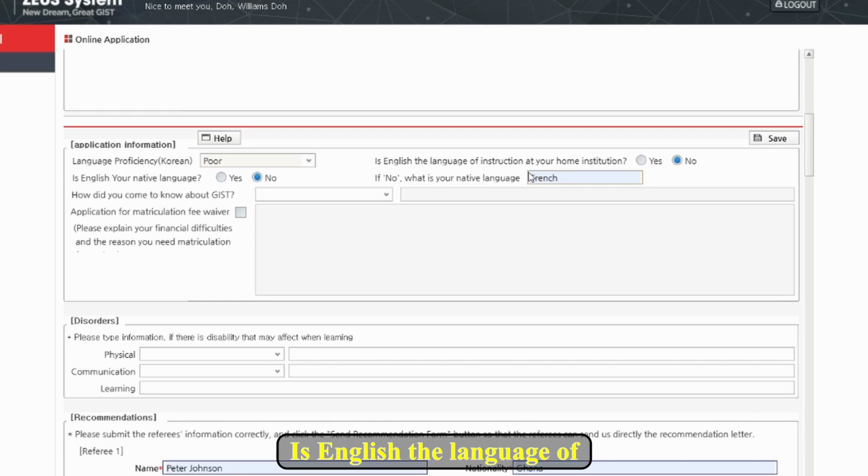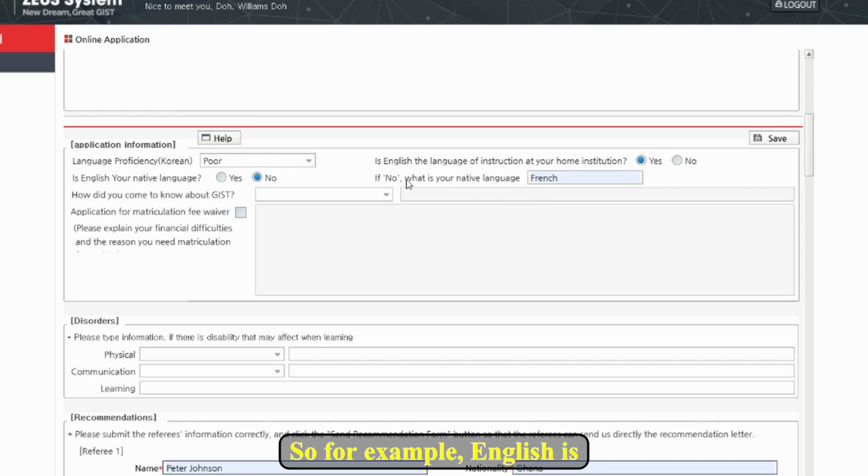Is English the language of instruction at your home institution? It's either yes or no. So if English is the language of instruction from the university where you just graduated or are about to graduate, take yes. And then if no, you have to take another language.